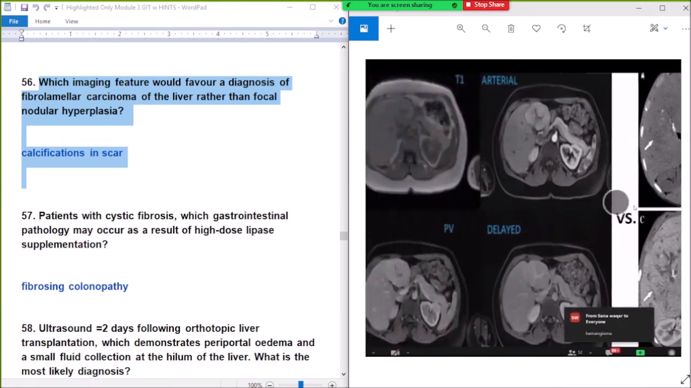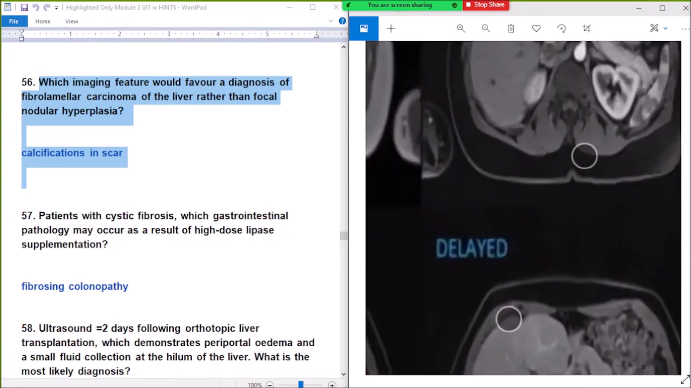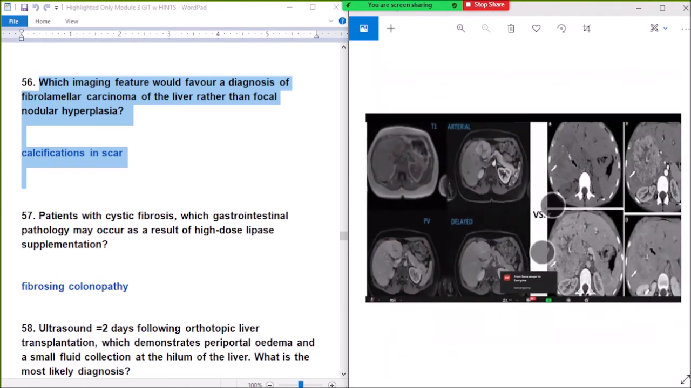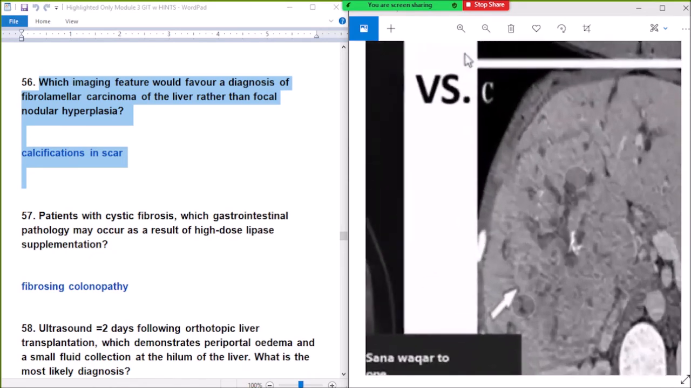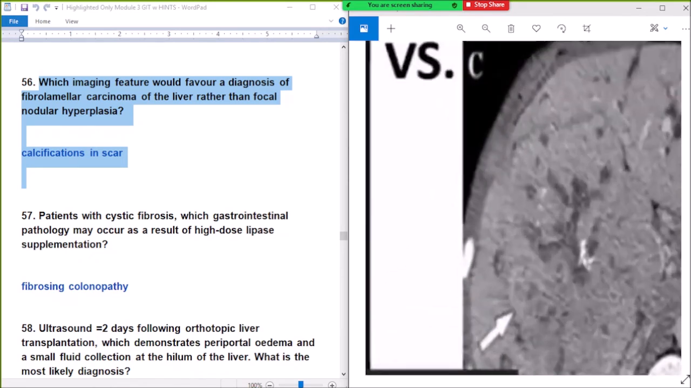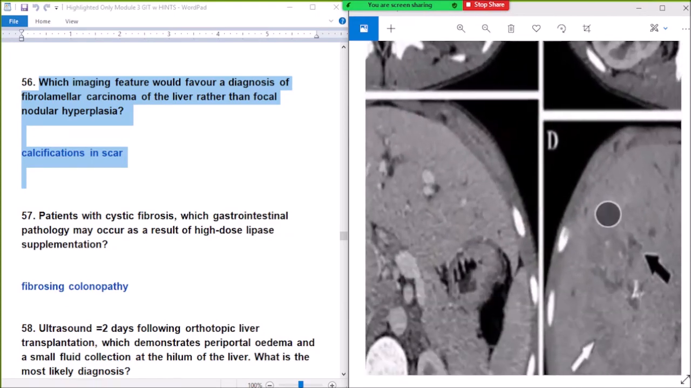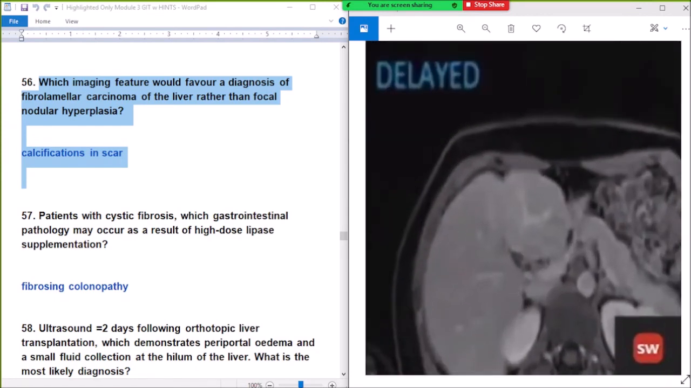Focal nodular hyperplasia shows an enhancing central scar on the delayed phase. In fibrolamellar carcinoma, there's calcification in the scar, with no enhancement of the central scar on the delayed phase. In focal nodular hyperplasia, on the delayed phase there is an enhancing central scar.